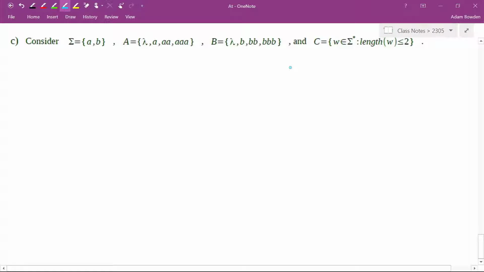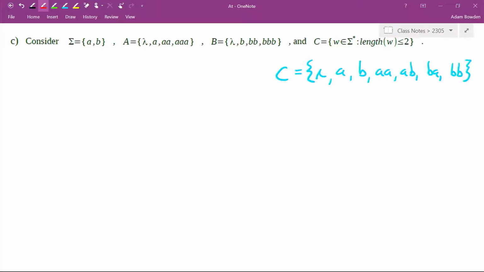Now we can list out the elements of set C real quick. That's all the words of length less than or equal to 2. So lambda, being that that's length 0, would be part of that set. It would also include single A and single B words, plus the words of length 2, which would be AA, AB, BA, and BB. Now let's consider some set operations based off of these.